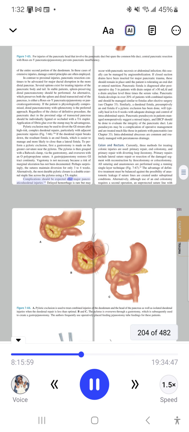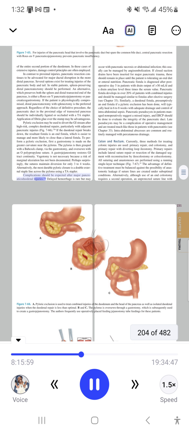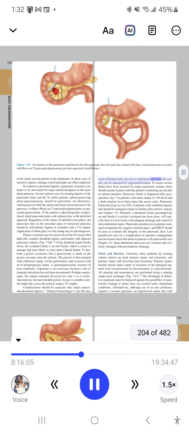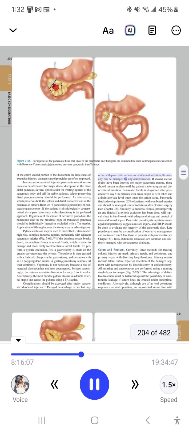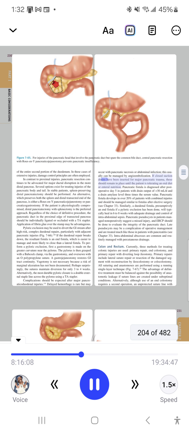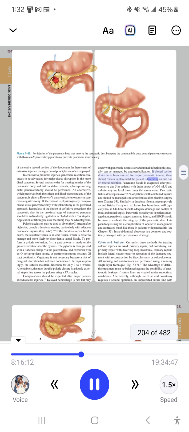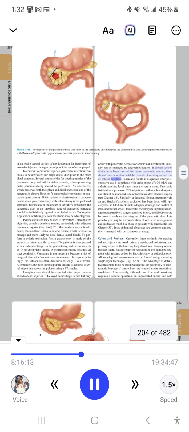Complications should be expected after major pancreaticoduodenal injuries. Late hemorrhage is rare but may occur with pancreatic necrosis or abdominal infection. This usually can be managed by angioembolization. If closed suction drains have been inserted for major pancreatic trauma, these should remain in place until the patient is tolerating an oral diet or enteral nutrition.